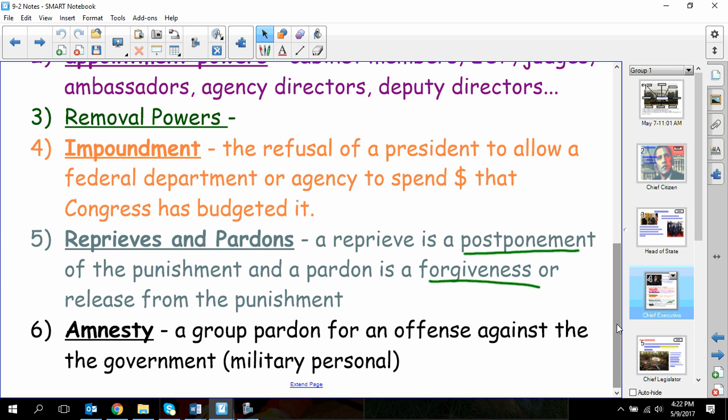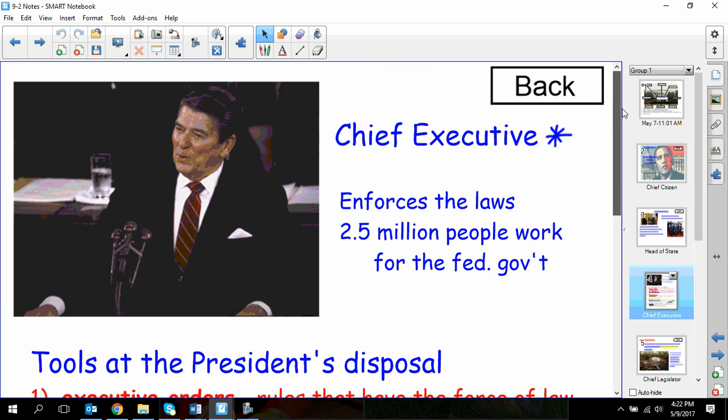And amnesty is a group pardon where there were lots of people, for example, the Vietnam War vets, draft dodgers that ran to Canada because they did not want to be drafted to Vietnam. And President Clinton gave them amnesty in that regard. And so we talked about these terms in the other section of delegated powers, so we won't spend a lot of time on that.